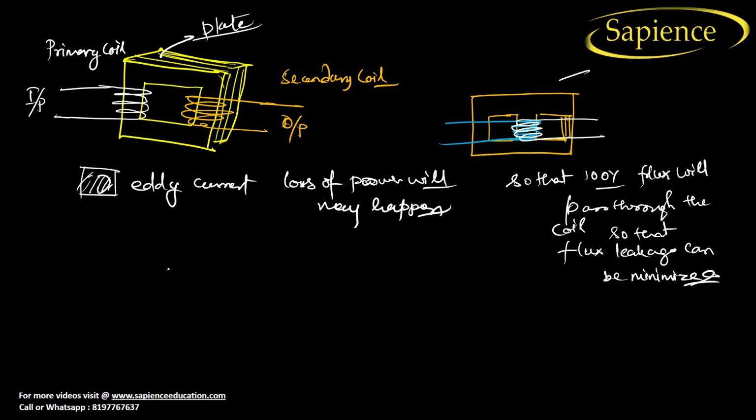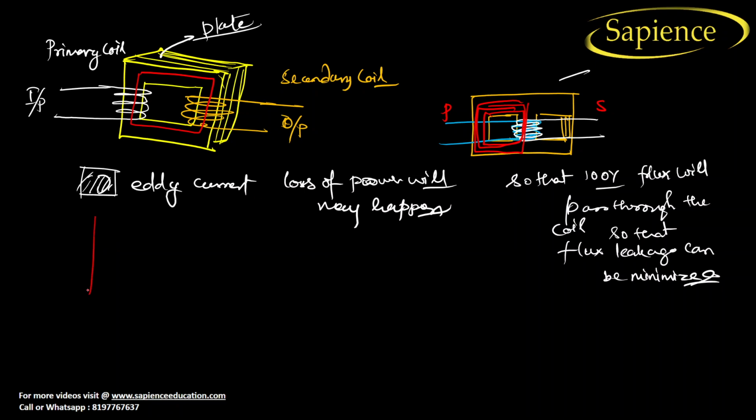So basically the transformer's basic principle is all about mutual inductance, and how the magnetic field is conducted. See here, if this type of structure is there, the magnetic field will form like this. But with this structure, the magnetic field will be formed like this, so 100% of the field will try to pass through the secondary coil. So this is the primary coil and this is the secondary coil. When the primary coil creates a magnetic field, it will mostly pass through the secondary coil. So this structure is the best structure. I hope you have understood this.